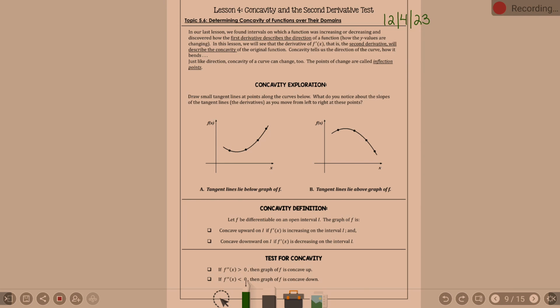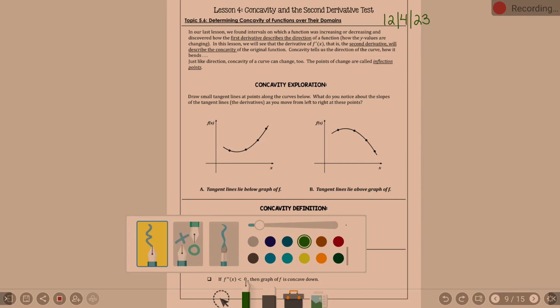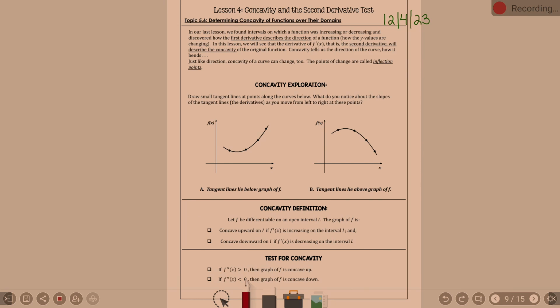Concavity exploration. Draw small tangent lines at the points along the curves below. What do you notice about the slopes of the tangent lines, or in other words, the derivatives, as you move from left to right at these points? So, small tangent lines. Right here at this point there would be a tangent line, and just small so they're not all overlapping. Right there, right there, right there.